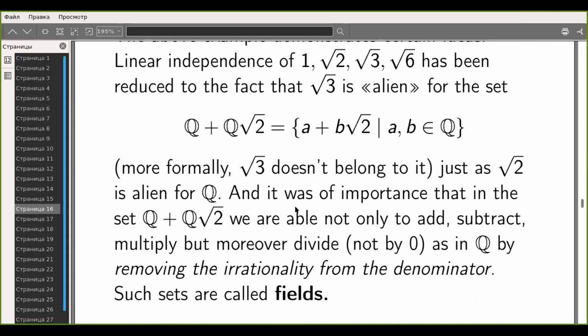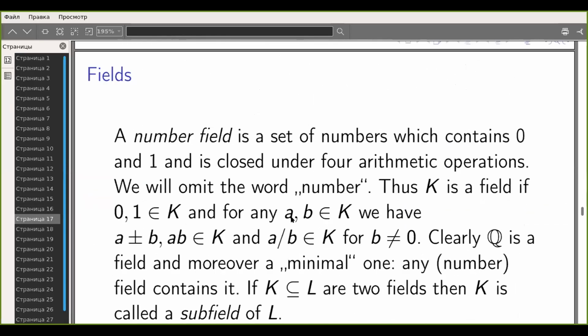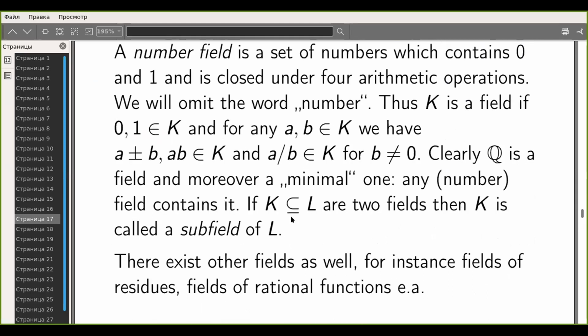Note that this set Q plus Q square root of 2 is closed under all four arithmetic operations. It's obvious for addition, subtraction, and multiplication, but it is also closed under division because we can remove the irrationality in the denominator by multiplying by the conjugate. Such sets are called fields. We consider only number fields, that is, subsets of complex numbers. A number field is a set of numbers which contains 0 and 1 and is closed under the four arithmetic operations, as I said. We will omit the word number because we consider only number fields. So you see this formal definition. Of course, there exist other fields as well, for instance fields of residues, fields of rational functions, and others.